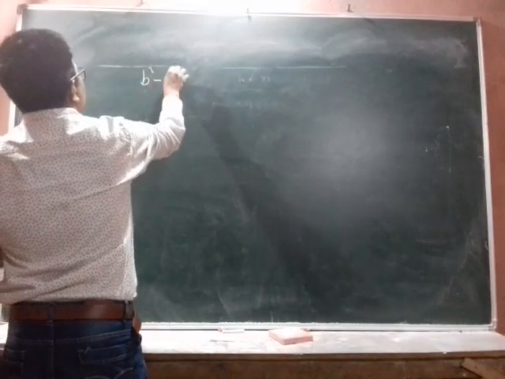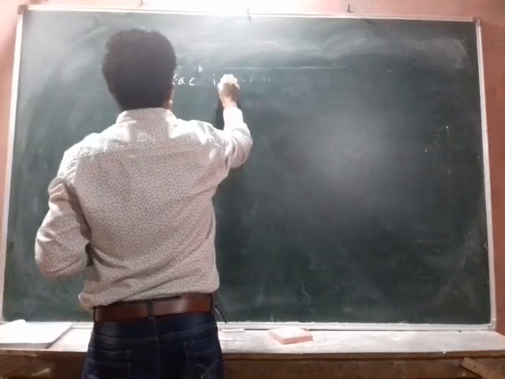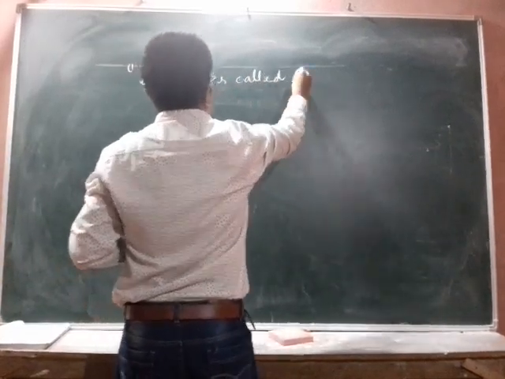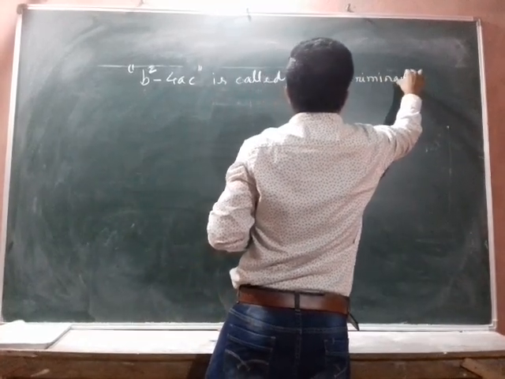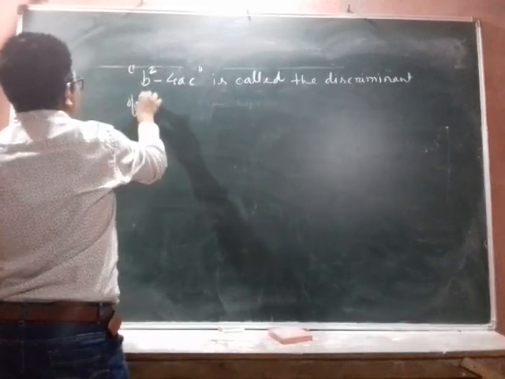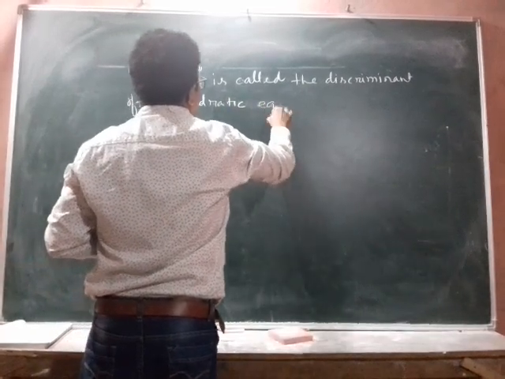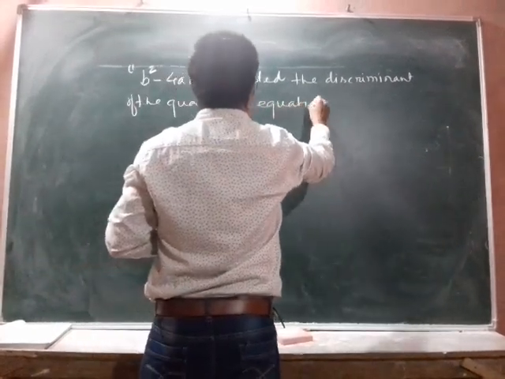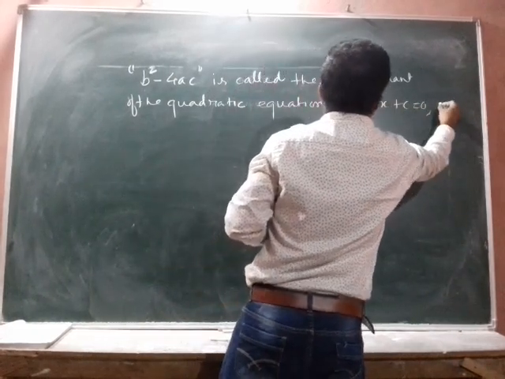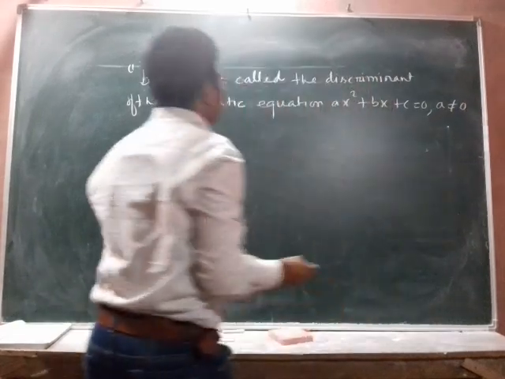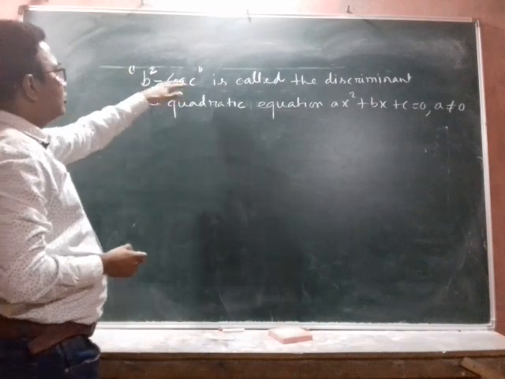So b square minus 4ac is called the discriminant of the quadratic equation ax squared plus bx plus c equal to 0, a is not equal to 0. Okay, now let us discuss the different forms of this b square minus 4ac.